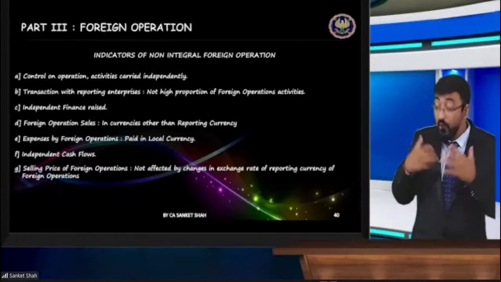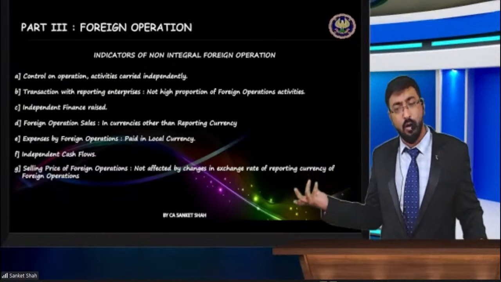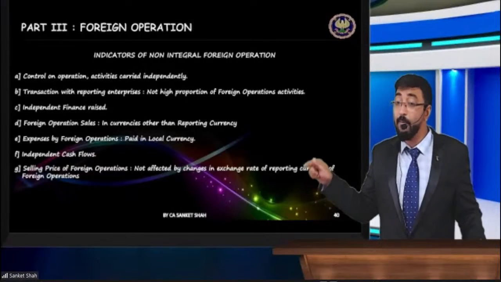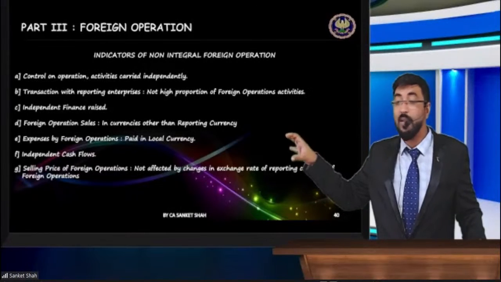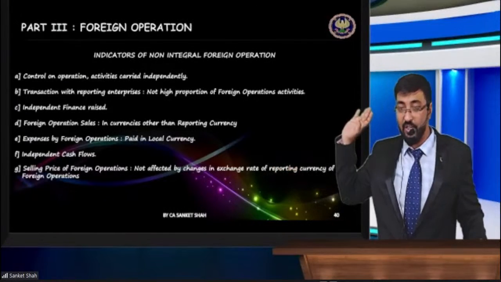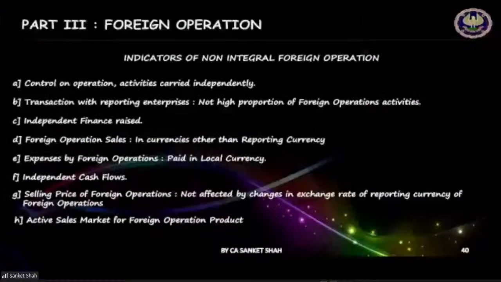Remember, if our exchange rate gets affected, suppose due to some crisis, in that case their currency, their selling price will definitely not be affected. So in simple language, they have all independence. Okay, so these are some independence. And active sales market, they have their active sales market also. So these are indicators. Please take a screenshot of this and afterwards please write it. Please write it afterwards.